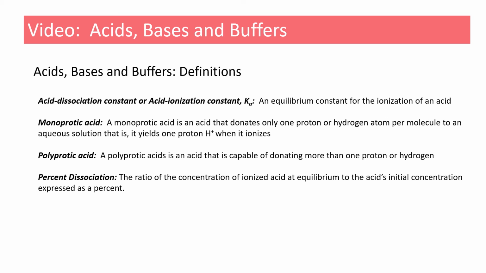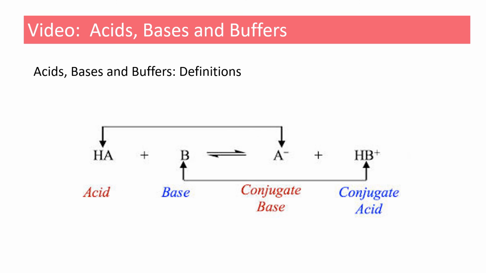A polyprotic acid is an acid that is capable of donating more than one proton or hydrogen. Percent dissociation is the ratio of the concentration of ionized acid at equilibrium to the acid's initial concentration, expressed as a percent. We have an acid with a conjugate base, a base with a conjugate acid.